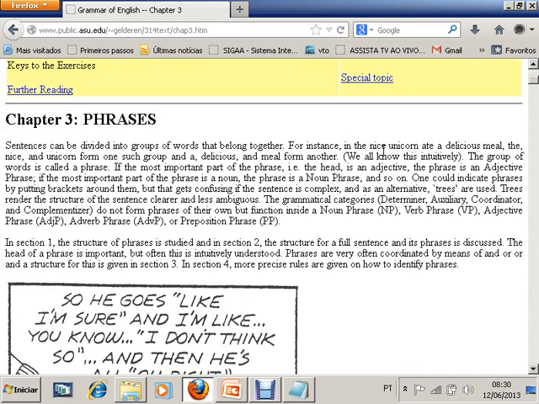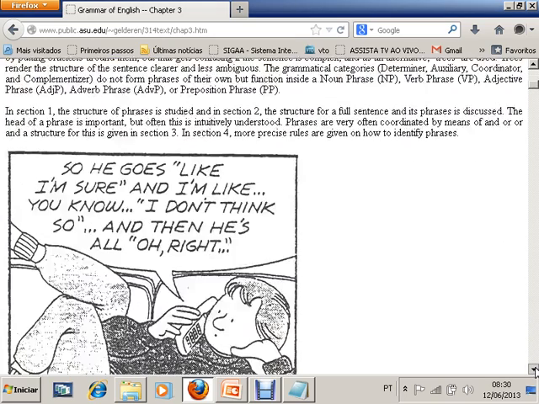For instance, in the nice unicorn ate a delicious meal, the nice and unicorn form one such group and a delicious and meal form another. Okay? We all know this intuitively. The group of words is called a phrase. Okay? If the most important part of the phrase, the head, is an adjective, the phrase is an adjective phrase. If it's a noun, the phrase is a noun phrase, ok? Vamos lá, o que importa aqui é o nosso diagrama.